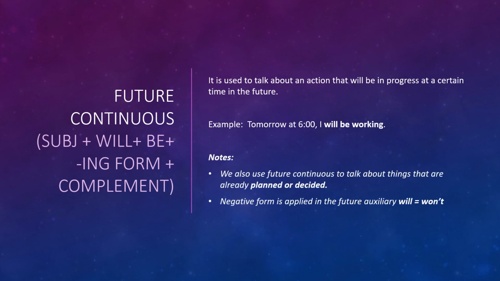Some notes that we have to remember: we also use future continuous to talk about things that are already planned or decided. So we can say that it substitutes the present continuous as future, and it's also a possibility. We can use it in that context. And the negative form is applying the future auxiliary will or won't. Like in the previous one, will is the auxiliary that is immediately after the subject, and this is the reason why the negative form is going to be there.